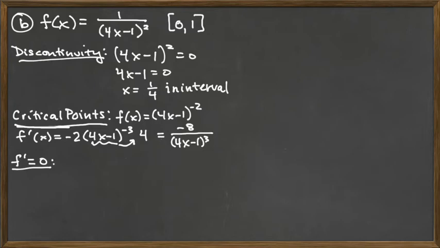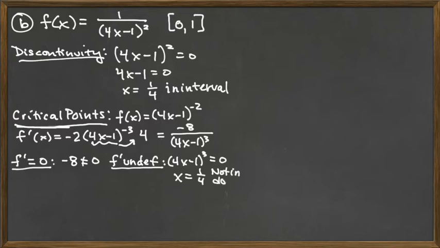So the derivative is 0 where the top is 0, but the top is never 0. And so we don't get anything from there. The place where the derivative is undefined is going to end up being the discontinuity that we started with, because it just amounts to setting the bottom equal to 0. And it's going to play out exactly like it did algebraically for the discontinuity. So that would give us x equals 1/4, but it's not in the domain. So it's not a critical point. And so for this particular example, we have no critical points that are in the interval.